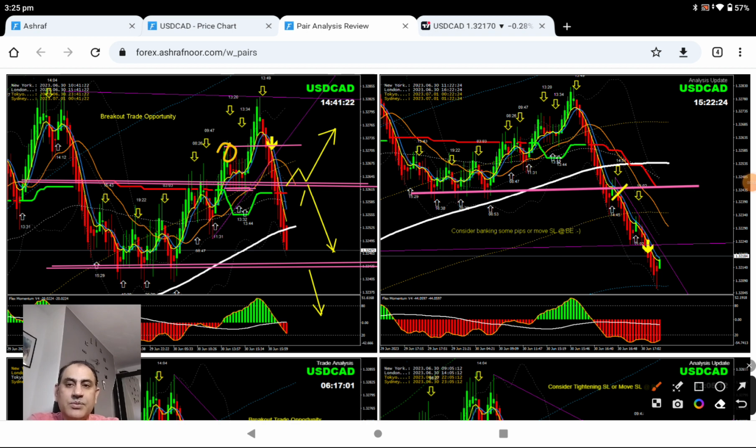Price developed a false breakout. So if the price is going to break on this one, and if the price comes back and develops a pullback, because we can see a bearishness on the dollar, so pullback. Otherwise, if the price is going to break, then keep taking a pullback.